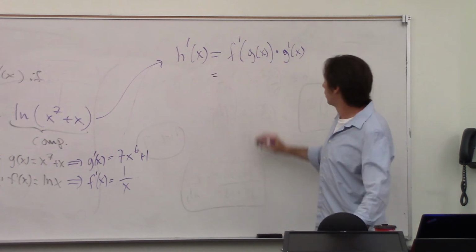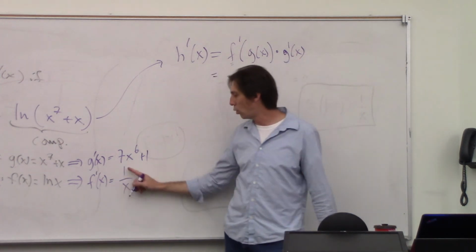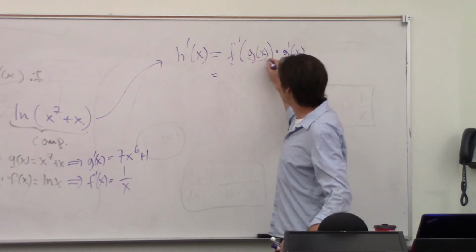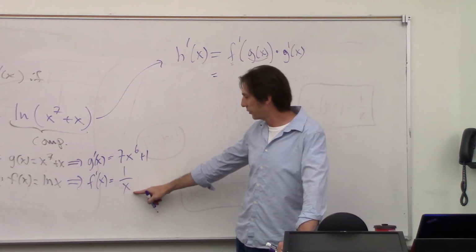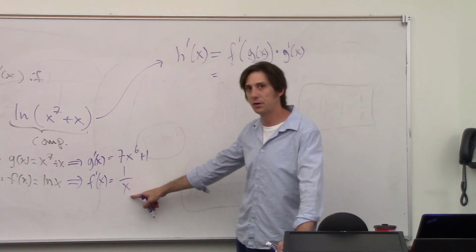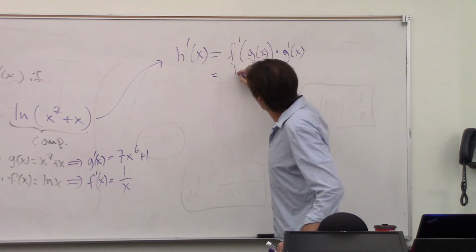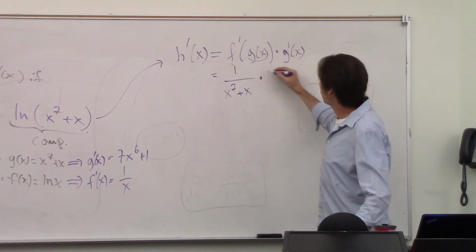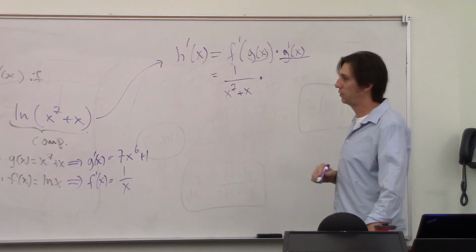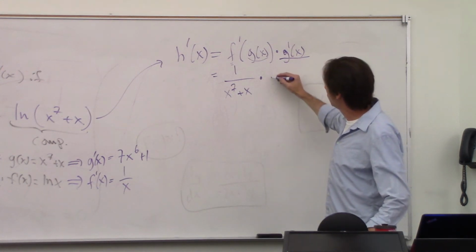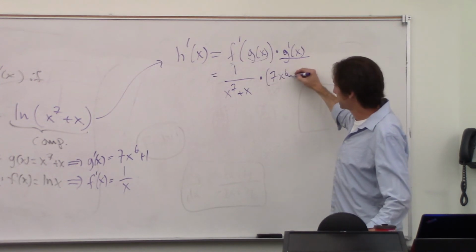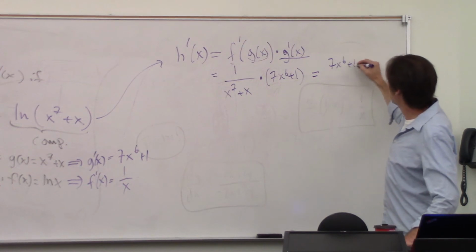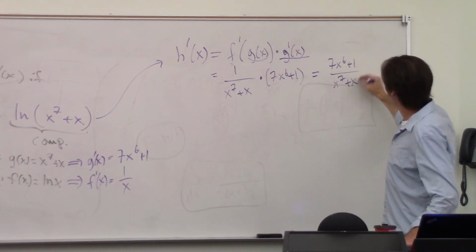So, f prime was 1 over x. I don't want f prime of x, I want f prime of g. So instead of 1 over x, I have to do 1 over the original inside function. In other words, that's 1 over x to the 7 plus x. And then I multiply by the derivative of the original inside. I multiply by g prime, so I multiply by the quantity 7x to the 6 plus 1. You can write this as a single fraction: 7x to the 6 plus 1 over x to the 7 plus x.